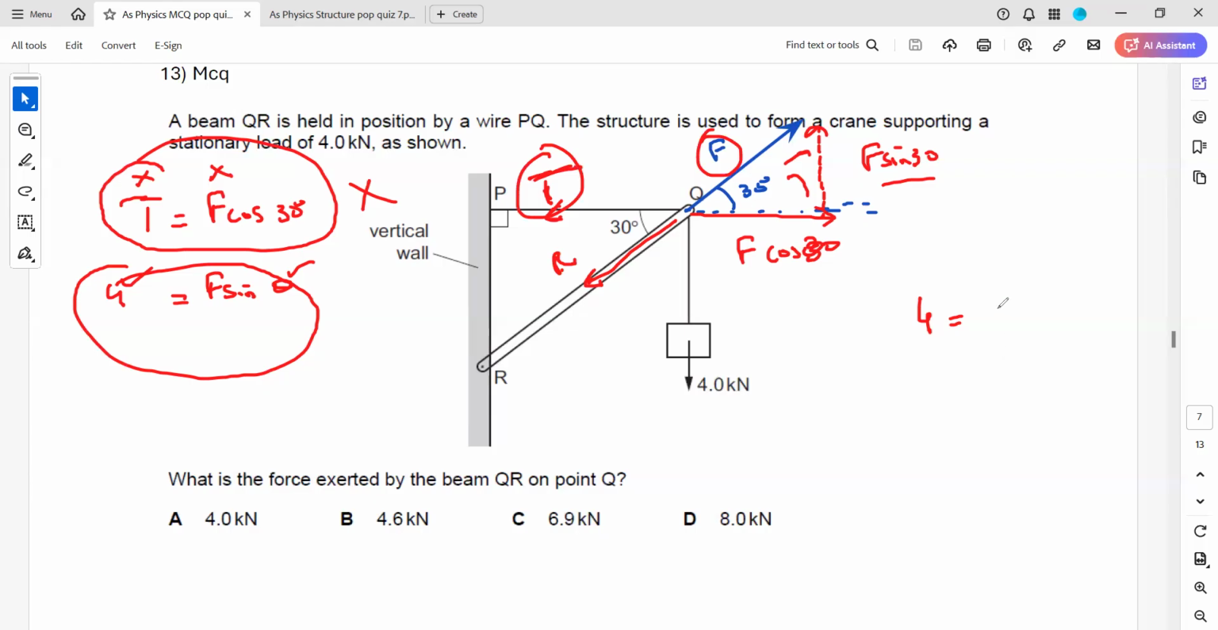So I can say 4 equals F sine 30. So 4 divided by sine 30 will give me the value for F. What is the value for F? 4 divided by sine 30 will be 8. So D will be the right answer. Is this one clear?